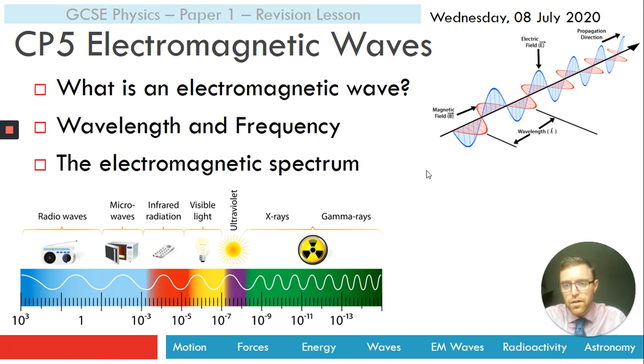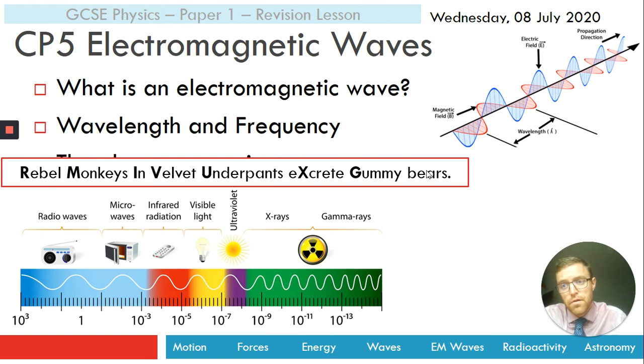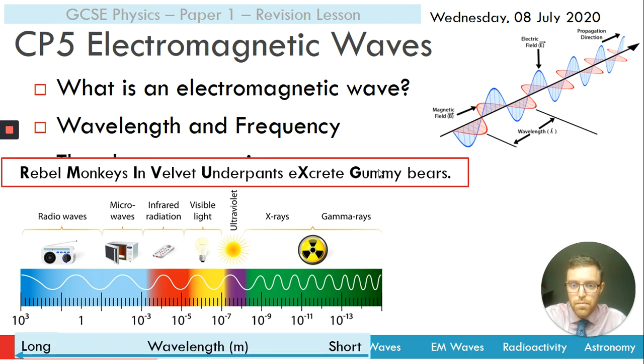And if you're struggling to remember the order of the electromagnetic spectrum, don't forget, you can use a mnemonic. You can make up your own, or you can use mine. Rebel monkeys in velvet underpants excrete gummy bears. Radio waves, microwaves, infrared radiation, visible light, ultraviolet, X-rays, and gamma rays. That's just to show that our spectrum is in order of wavelength.